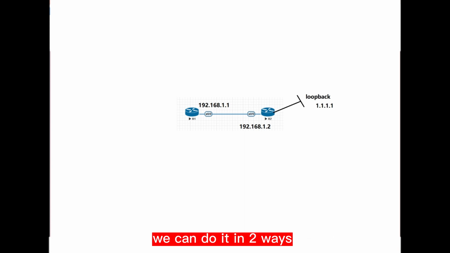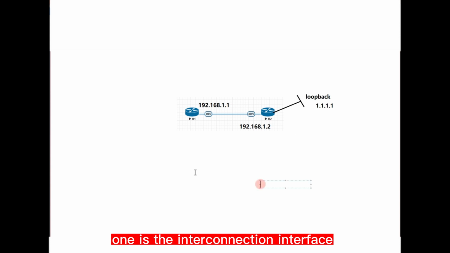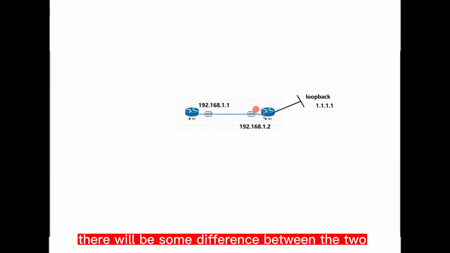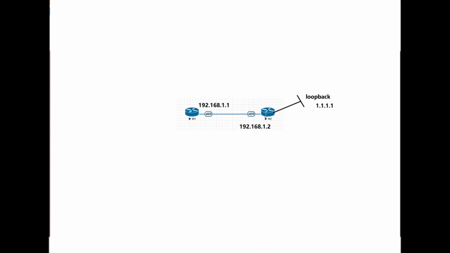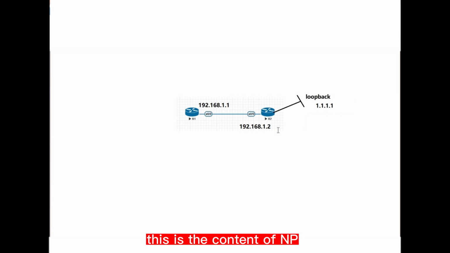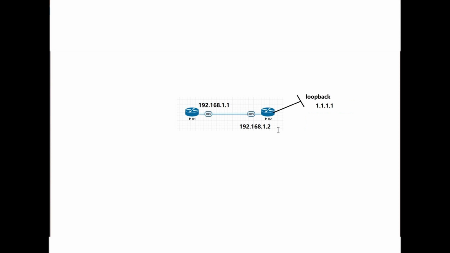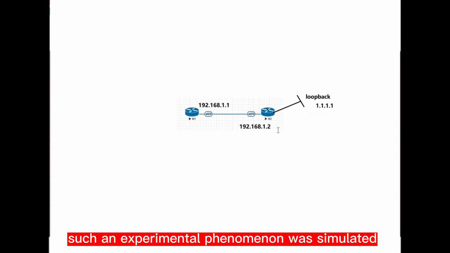We can do it in two ways. One is the loopback interface on the device, and one is the interconnection interface. There will be some difference between the two. But usually, the loopback interface is not used much; this is the content of NP, that is, it's not just for experimentation. Right now such an experimental phenomenon was simulated.